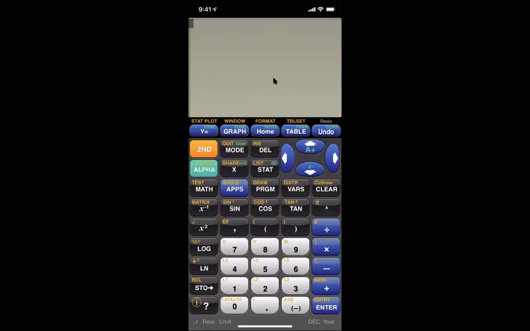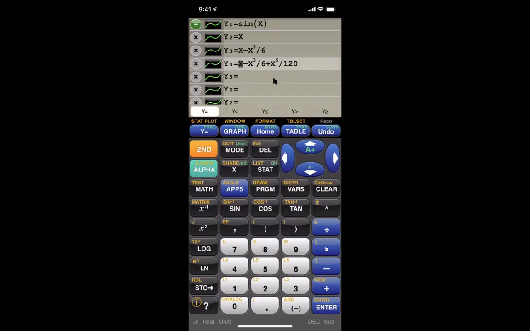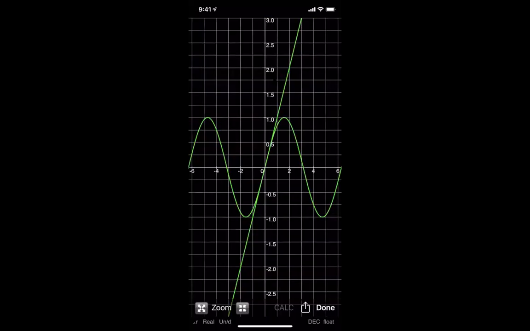Now I am going to go back into the Y equals screen and turn on the Y2 graph. So I'm going to compare Y1 and Y2. And when I go back into the graph screen, you know what the graph of Y equals x looks like. It really doesn't look a whole lot like the graph of Y equals sine x overall, except notice that near x equals 0, that line passes very, very closely to the graph of Y equals sine x.